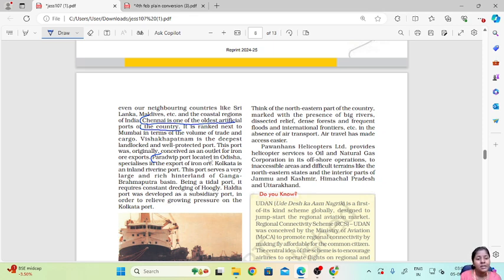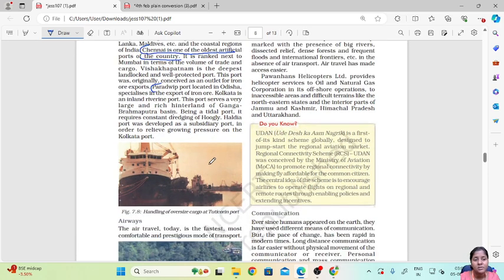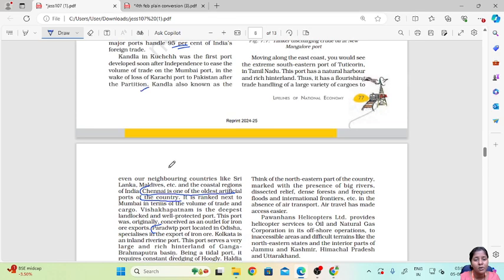Kolkata is an inland riverine port, and this port serves a very large and rich hinterland of the Ganga-Brahmaputra basin. Since it is a tidal port, it requires constant dredging of the Hooghly. Then Haldia port was developed as a subsidiary port in order to relieve growing pressure on the Kolkata port.